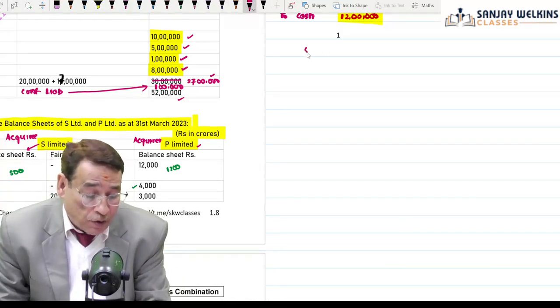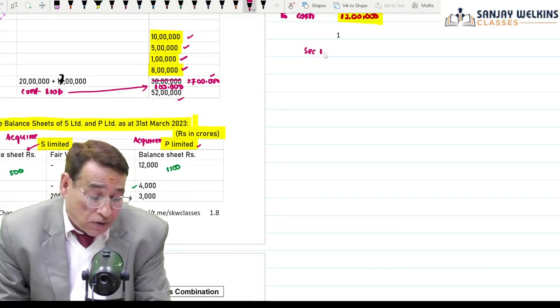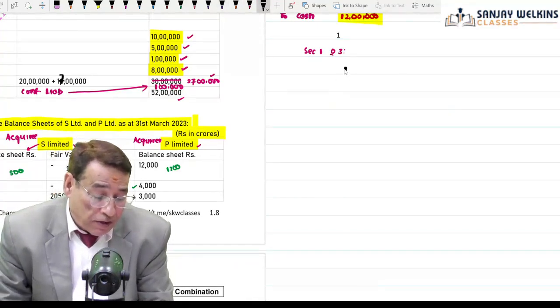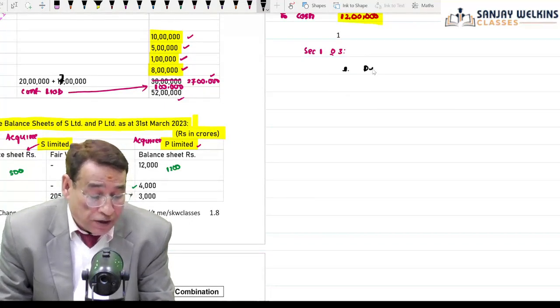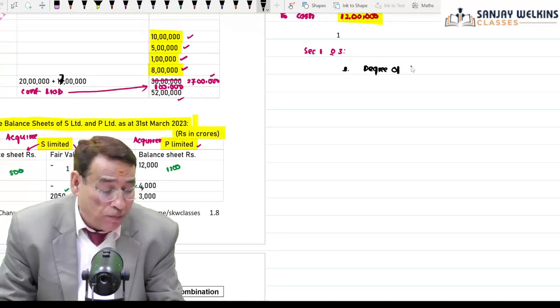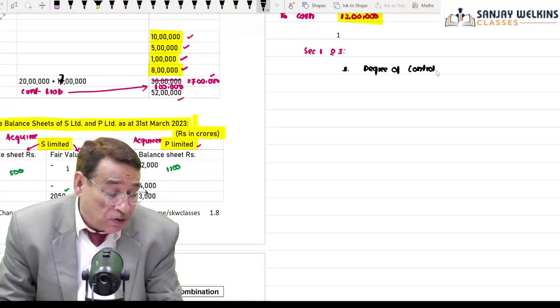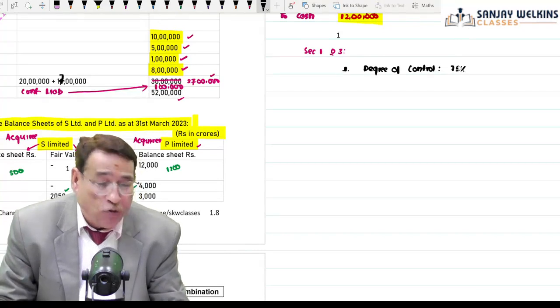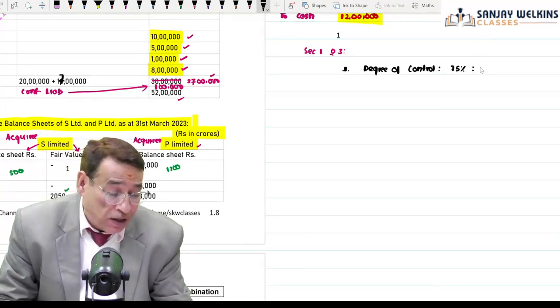Section 1, question number 3. First of all, in this question, one piece of information given is with respect to degree of control. What do we mean by degree of control? It is given that P Limited has acquired 75% stake. So P Limited has 75% control over the acquiree entity, and the rest of the control is in the hands of the other shareholders known as NCI. That is what we mean by degree of control.